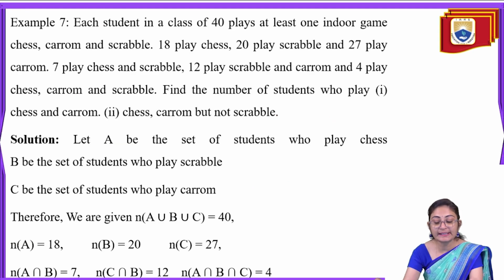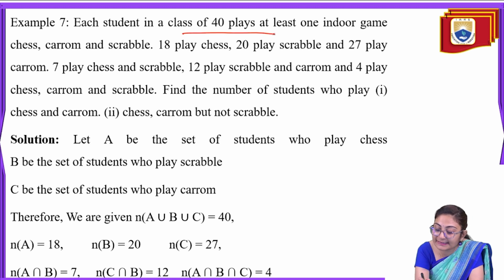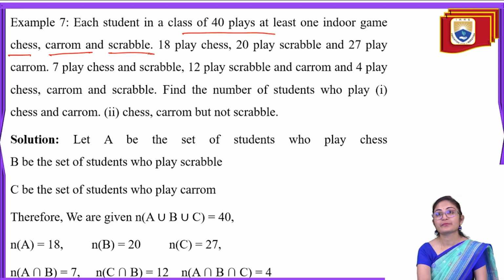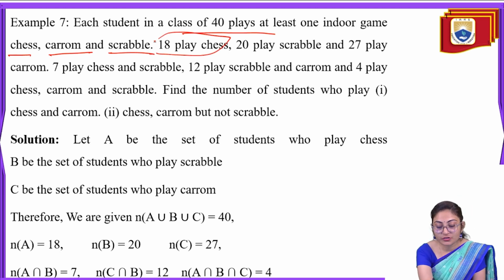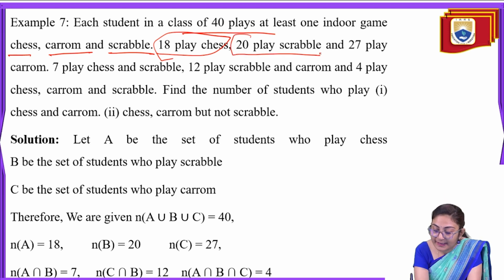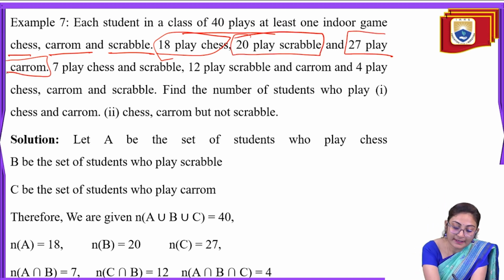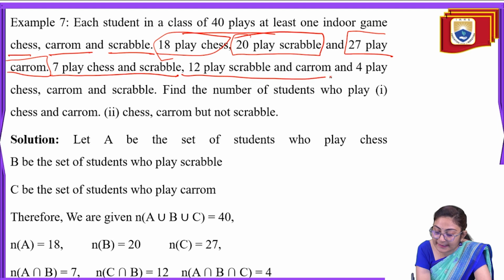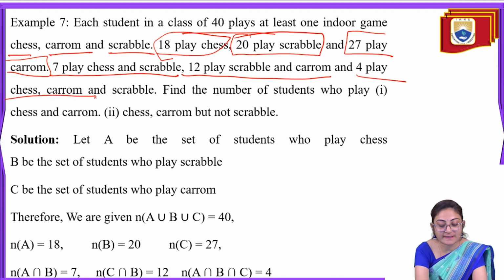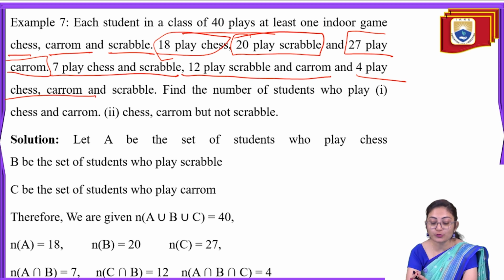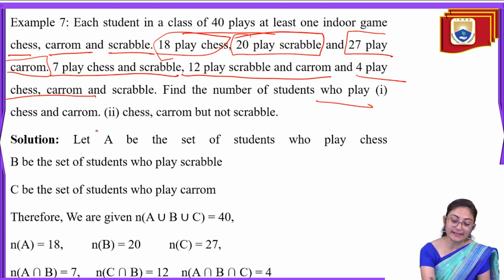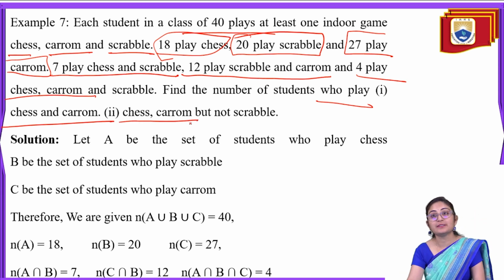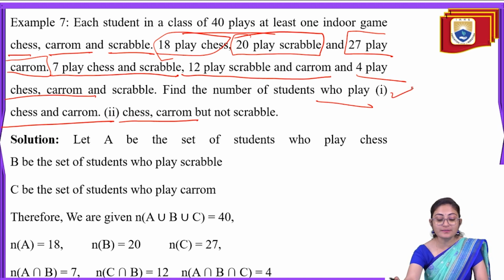Now the next question is that each student in a class of 40 plays at least one indoor game: chess, carom and Scrabble. 18 play chess, 20 play Scrabble and 27 play carom. 7 play chess and Scrabble, 12 play Scrabble and carom, and 4 play chess, carom and Scrabble. Now you have to find out the number of students who play chess and carom, and chess and carom but not the Scrabble.